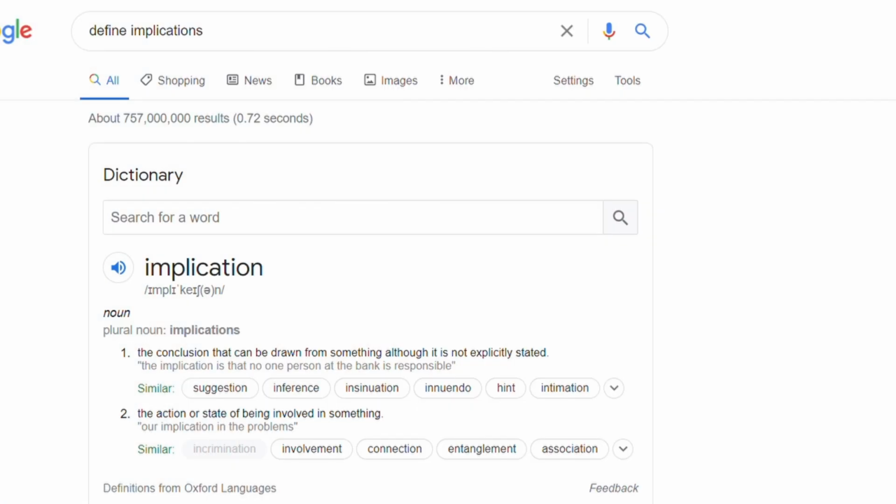What are the implications of what you've discussed in this piece of work that you have in front of you? When I think of the word implication, Google is telling us an implication is the conclusion that can be drawn from something although it is not explicitly stated. So you may be thinking, oh, it's so obvious that this is the implication, it's so obvious that this is the outcome. No, make sure you include that in your conclusions.